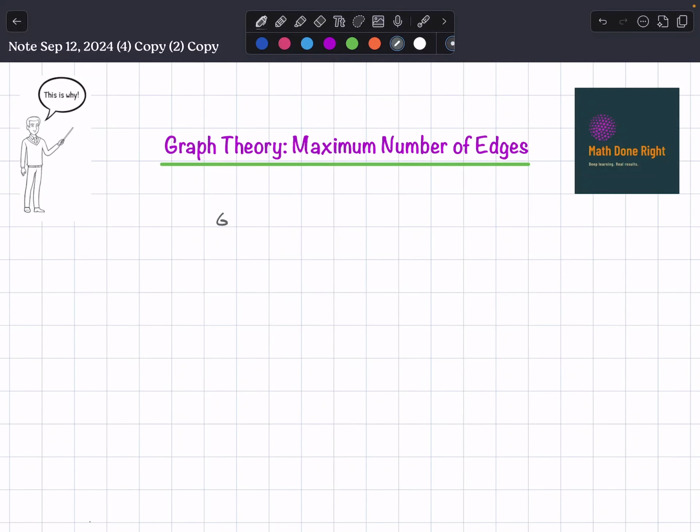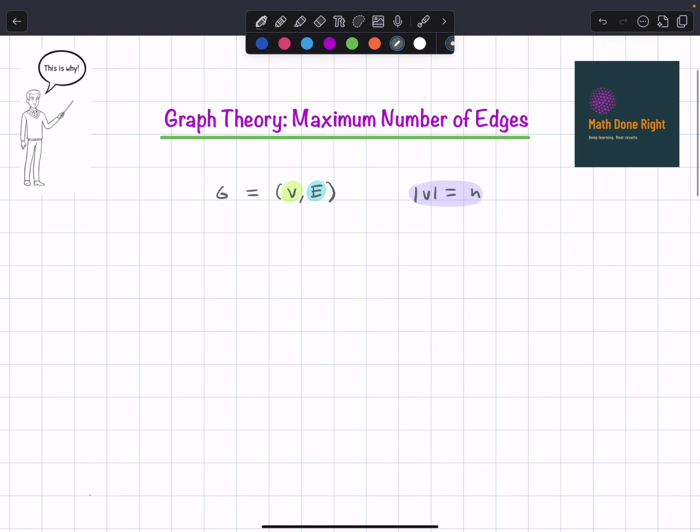Okay, so suppose we have a graph G, which is a set of vertices V and a set of edges E. And the number of vertices, so the size of the vertex set V, is equal to n. So there are n vertices. And we want to know what is the maximum number of edges that this graph could have. So if it has n vertices, how many edges could it have? We're going to figure out what that is.